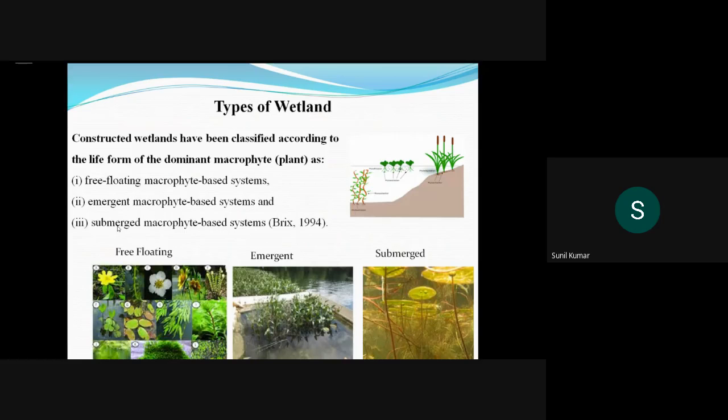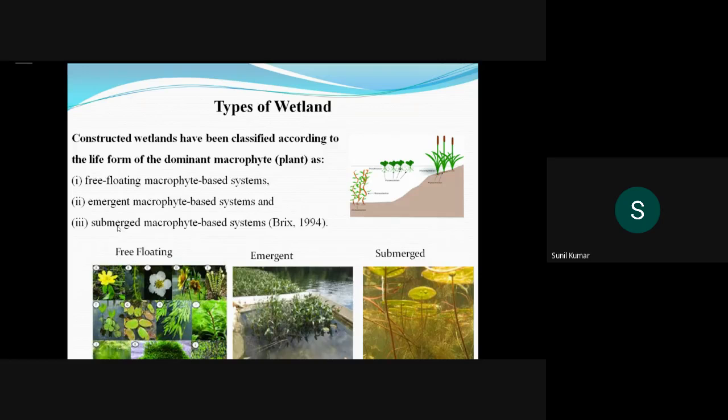Now, wetlands. What is the classification of the wetland and how is it configured? Wetlands are classified based on the types of macrophytes. Based on the macrophytes, they can be classified as free-floating macrophyte based, emergent macrophyte based, and submergent macrophyte based. You can see in the pictures what free-floating is. It is just floating from the top, and the root depth will be a maximum of 10 to 15 centimeters.